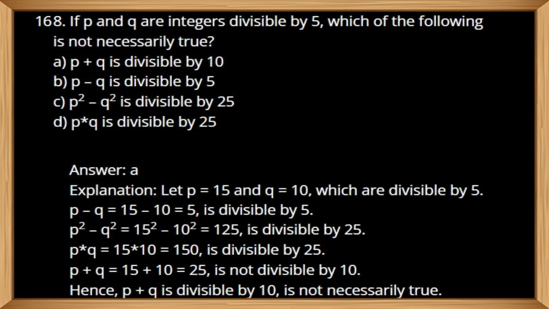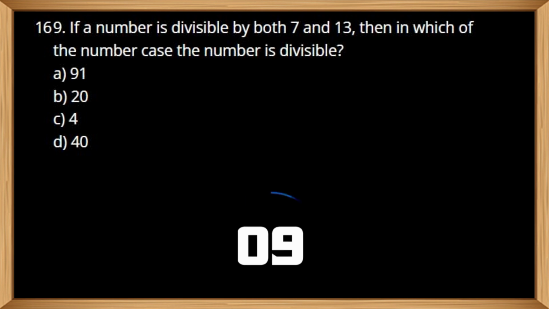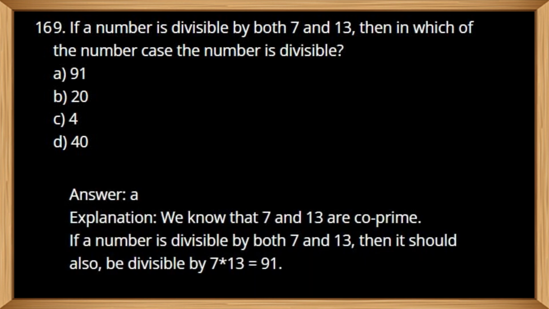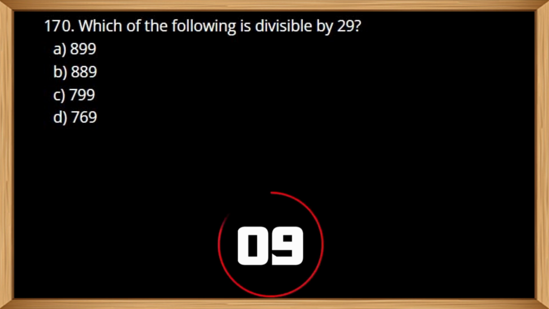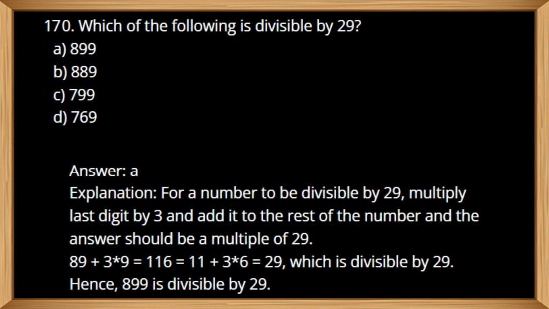If P and Q are integers divisible by 7, which of the following is not necessarily true? Option A P plus Q is divisible by 10. If a number is divisible by both 7 and 13, then which number is it also divisible by? Option A 91. Which of the following is divisible by 29? Option A 899.